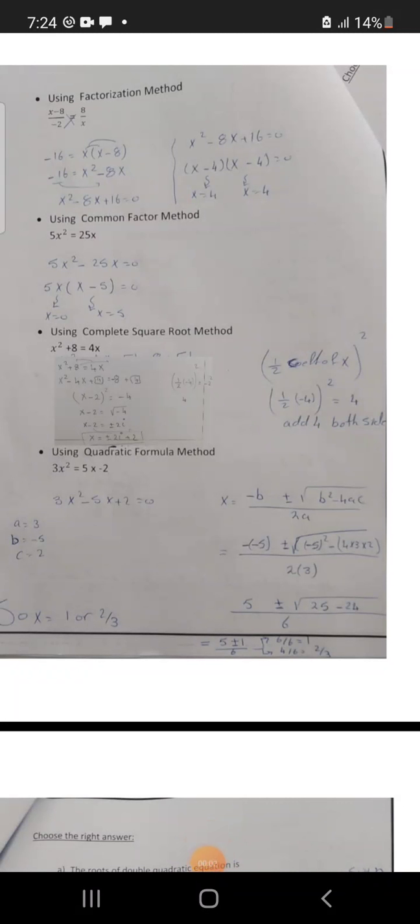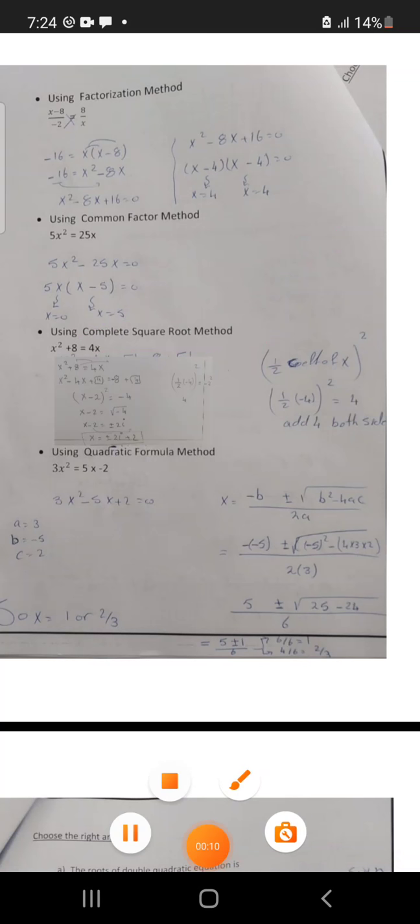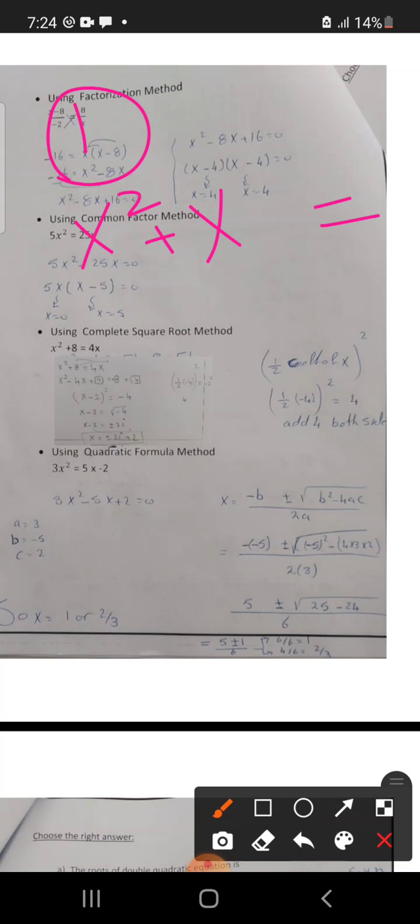In this question, we want to use the complete the square method to solve it. I have some rules for completing the square. First rule, collect all the x terms together on one side, and the number, 3, 4, 5, whatever, on the other side.